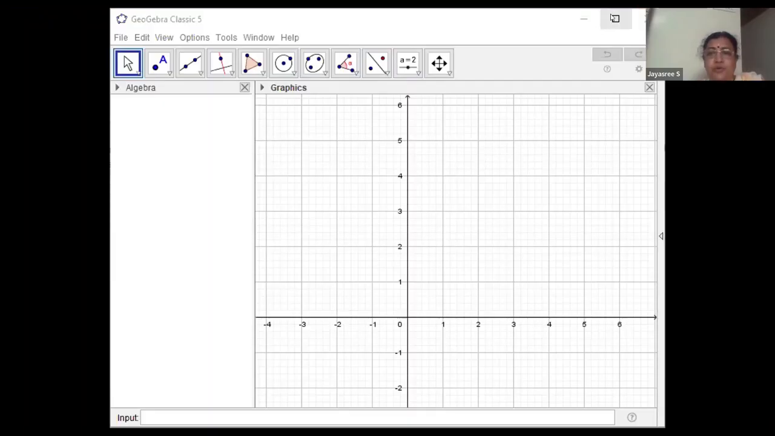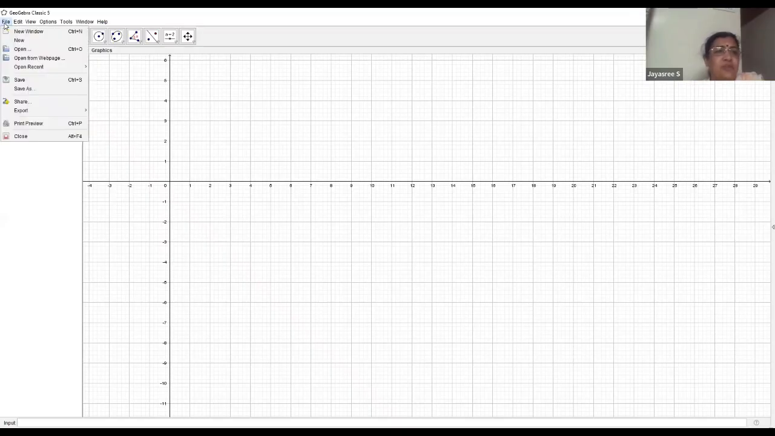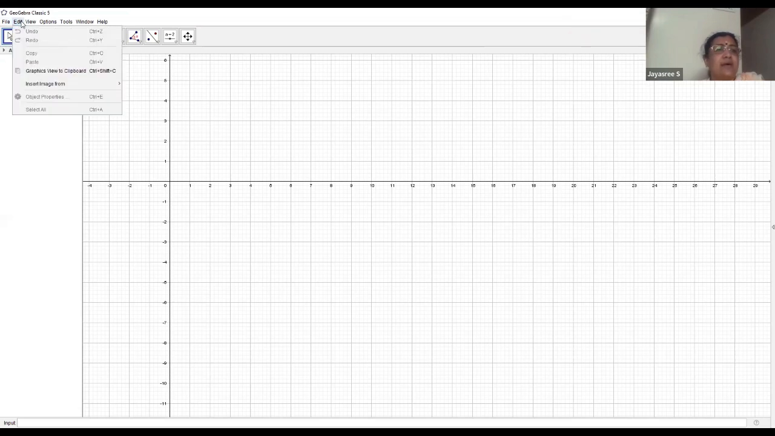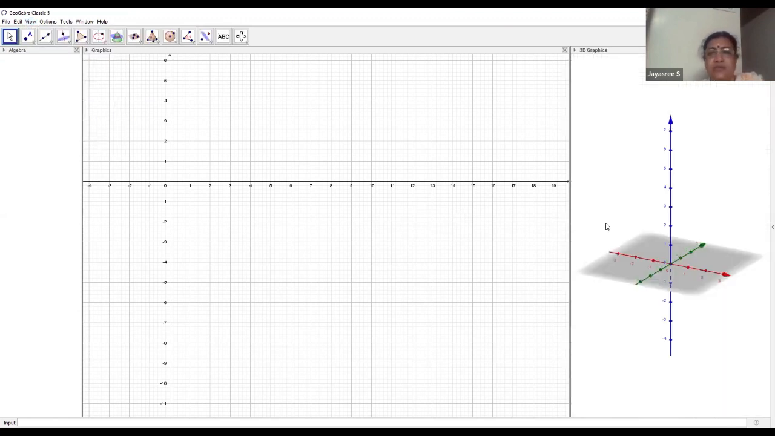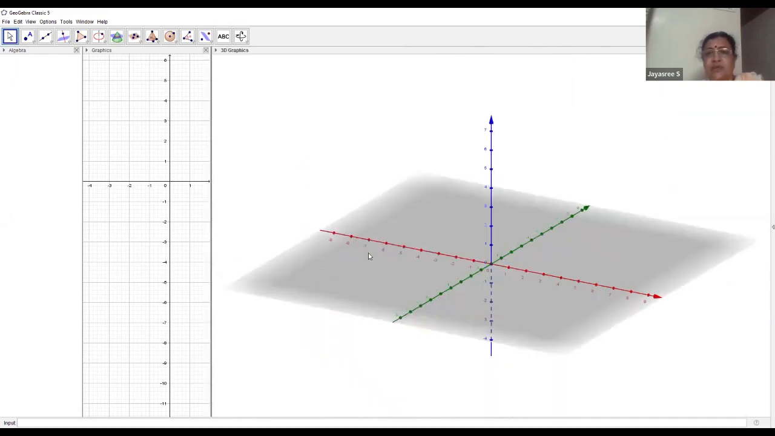If you go to the view menu, first is File, with new file and saving and all that. Second is Edit: redo, undo, paste, copy. Third is View, where we can get the algebra spreadsheet for matrices and determinants, algebra for calculation, graphics for 2D graphics, and 3D graphics. You just select it and a screen comes up with the 3D view.